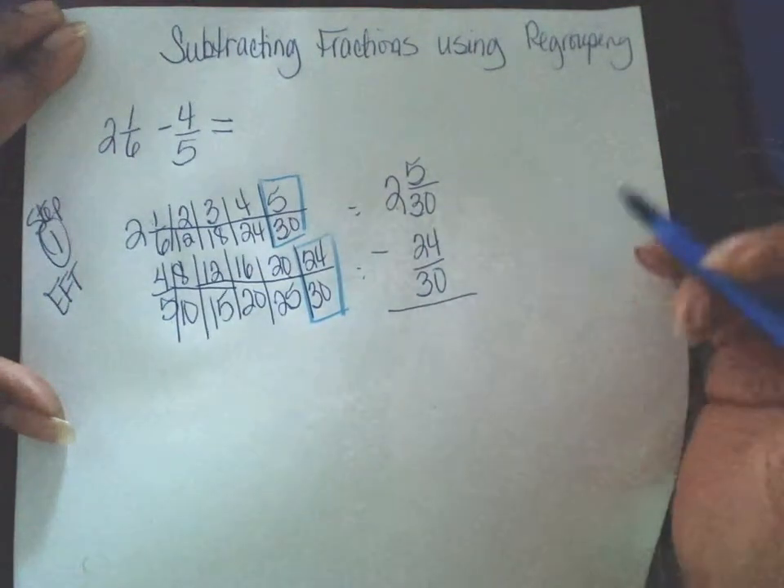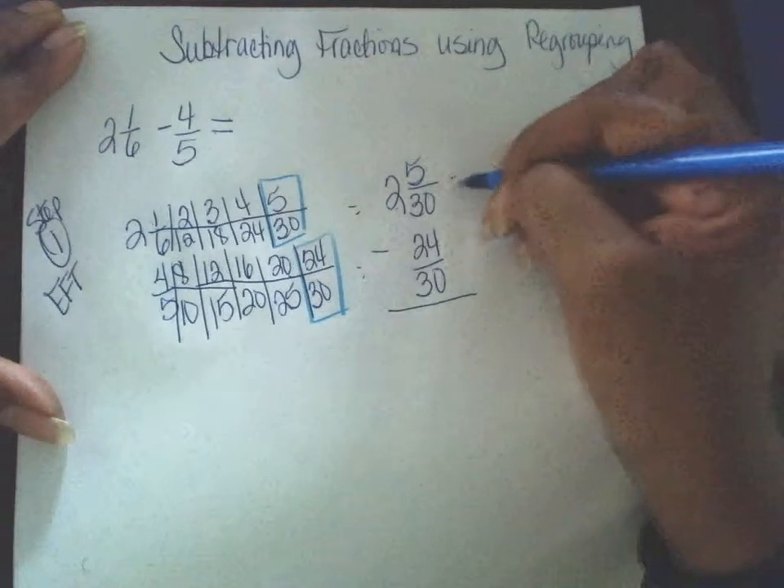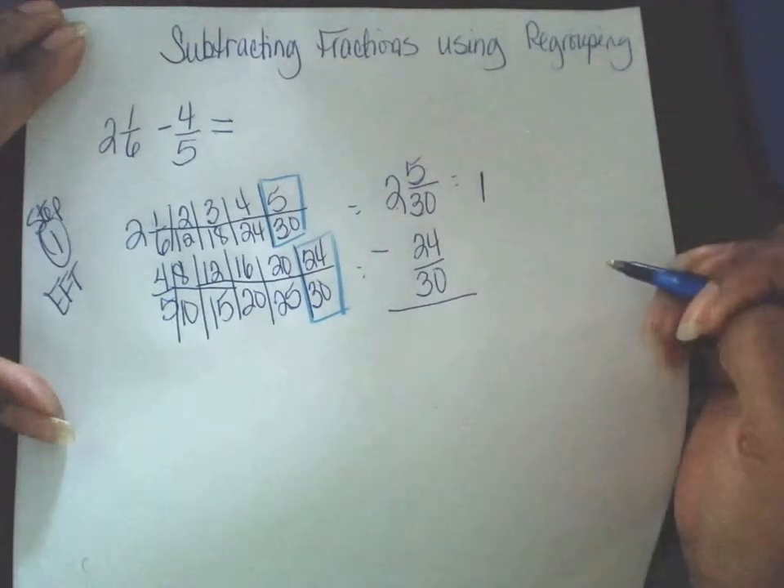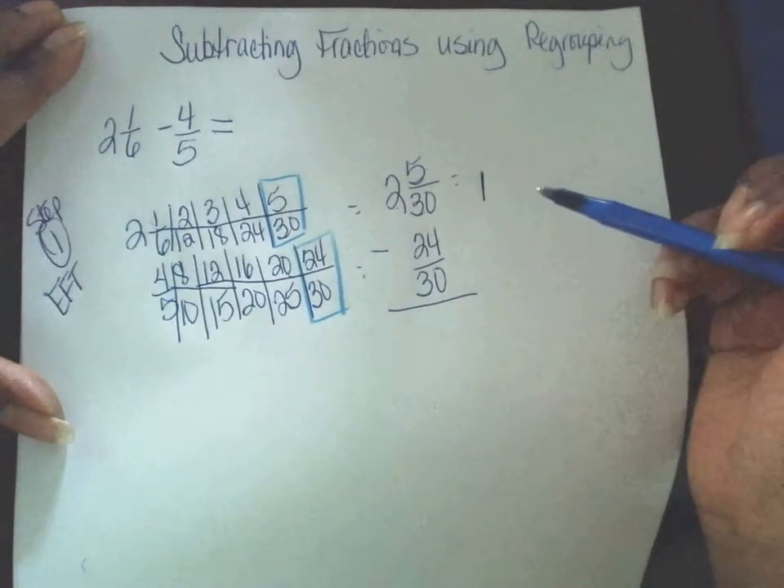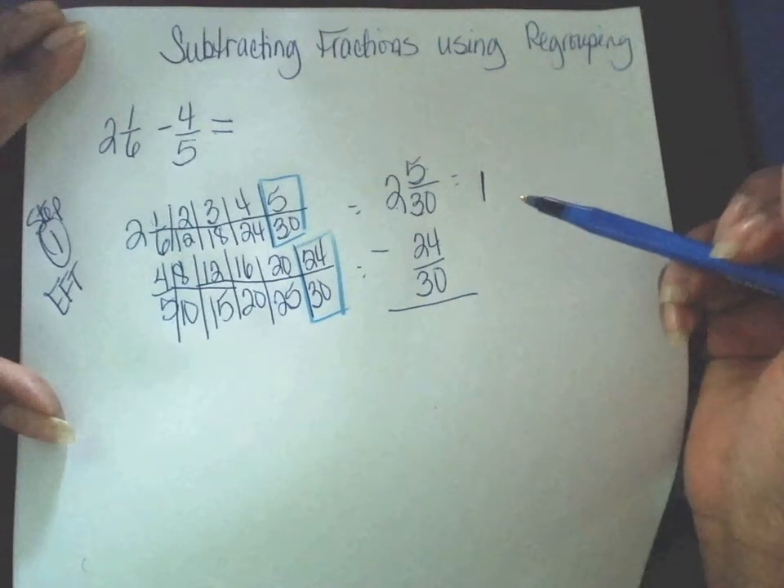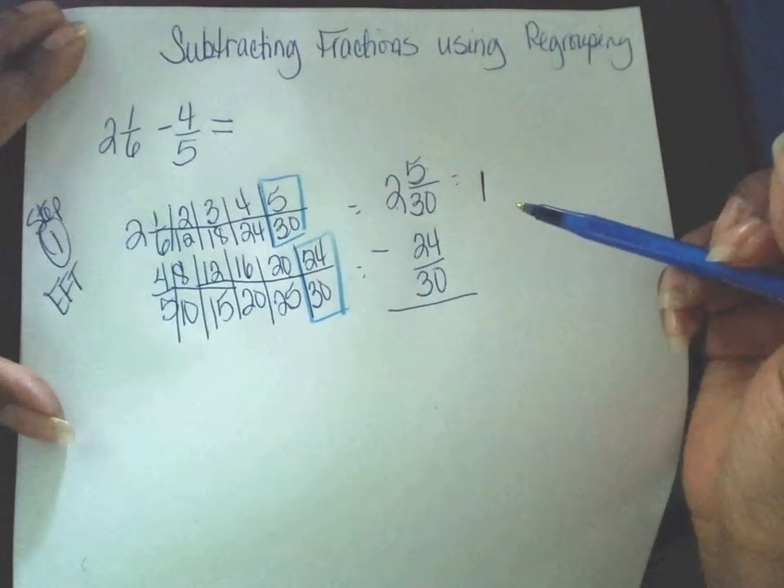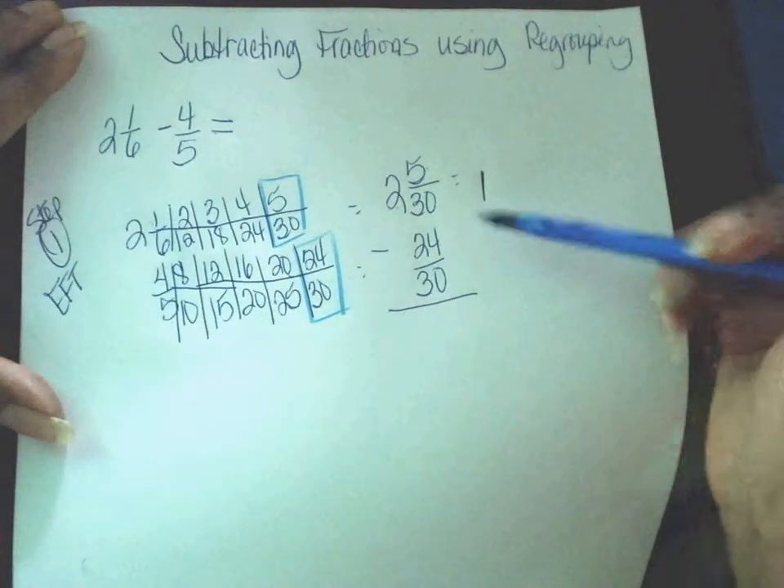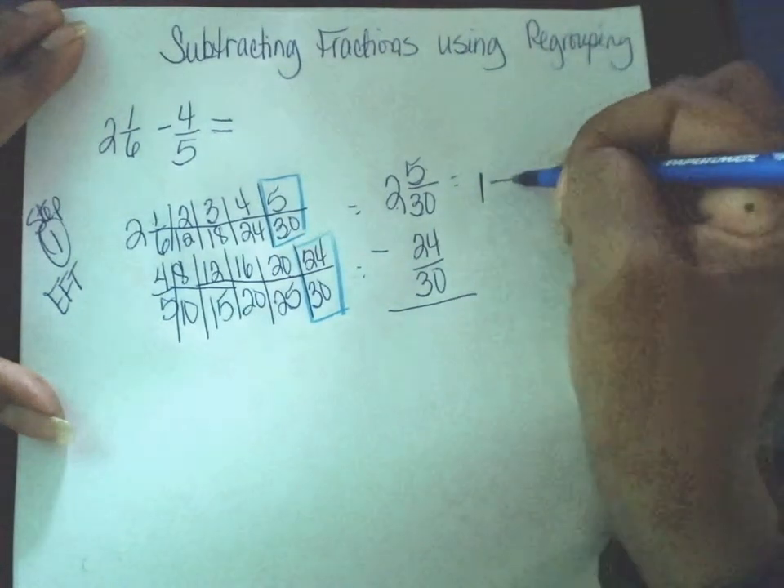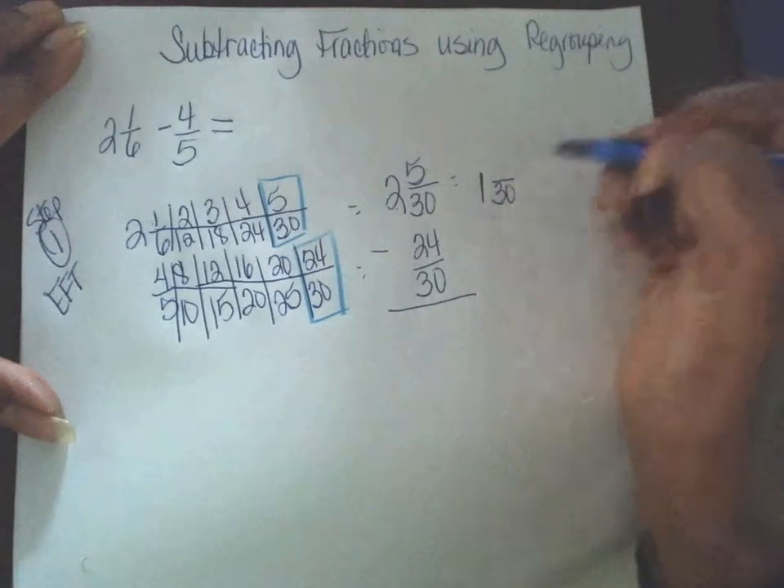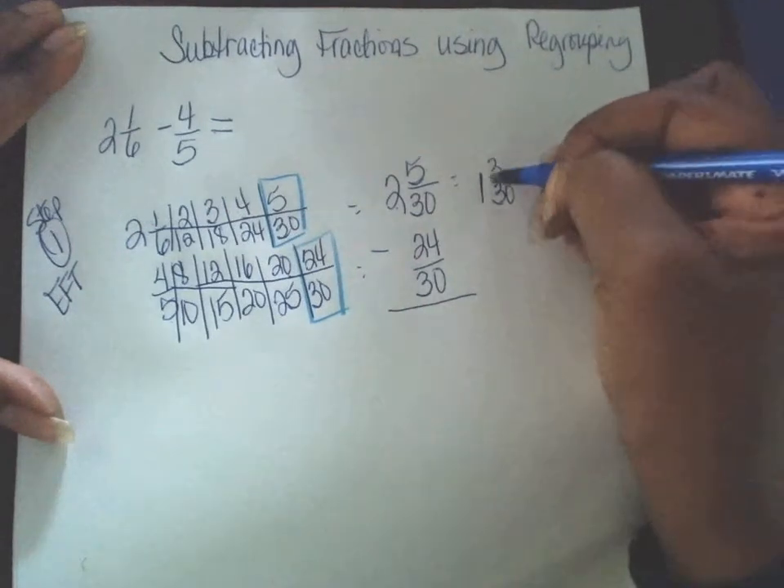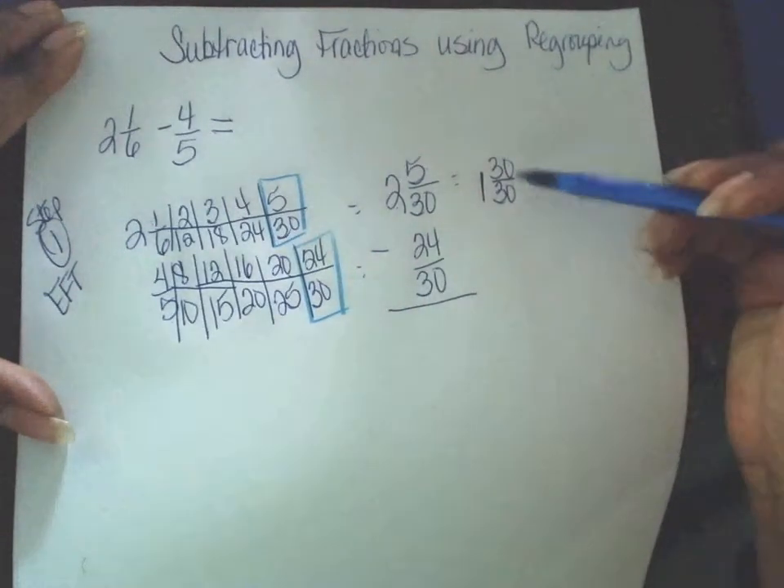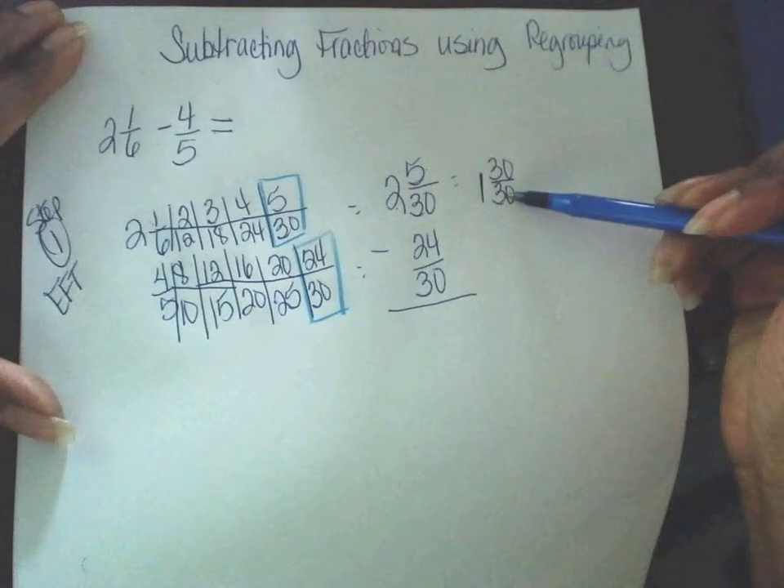So the 2 is going to become a what? 1. So the 2 becomes a 1. And so now that 1 that we borrowed, something needs to happen to it. It needs to be made into a fraction. Okay? So it's going to have the same denominator that you already have. It's going to be 30. And if we're making that 1 into a fraction, 30/30. 30/30 is equivalent to 1.